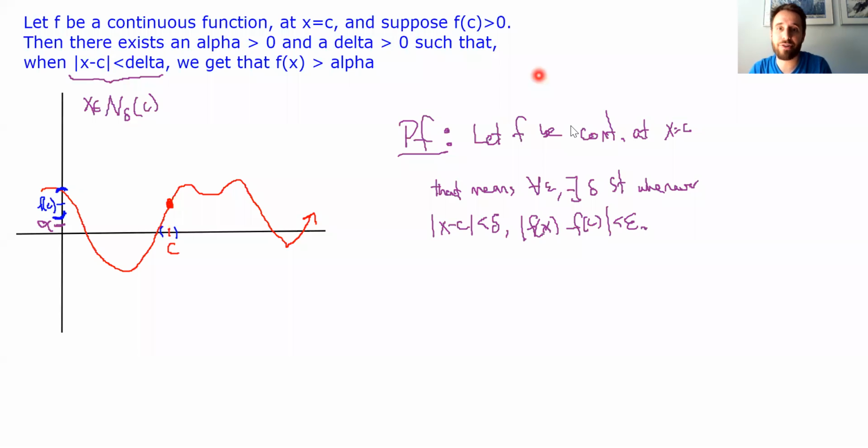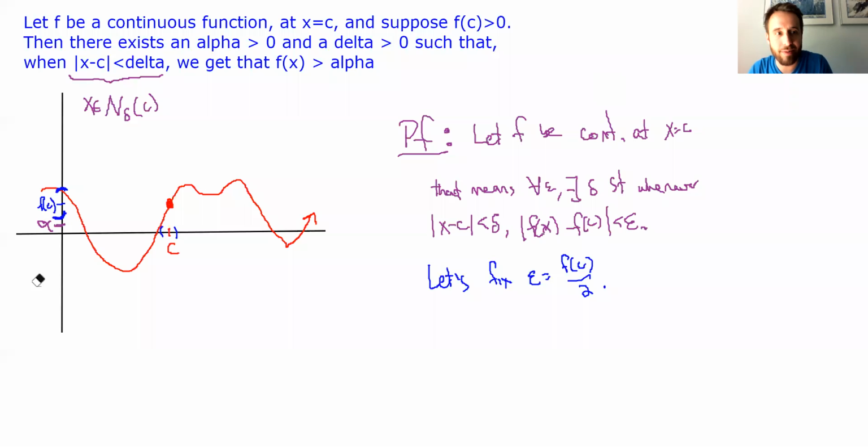So we just have to make sure that our epsilon is small enough so that that epsilon window stays positive. And my hint for doing this, or a good strategy for doing this, not the only strategy, but a good strategy, is let's fix a given small epsilon, and let's fix epsilon to be equal to f of c divided by 2. Now here's my reasoning for doing this.